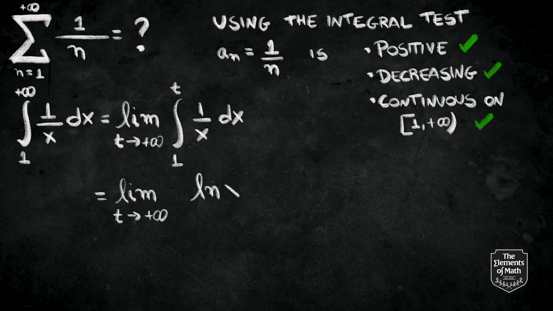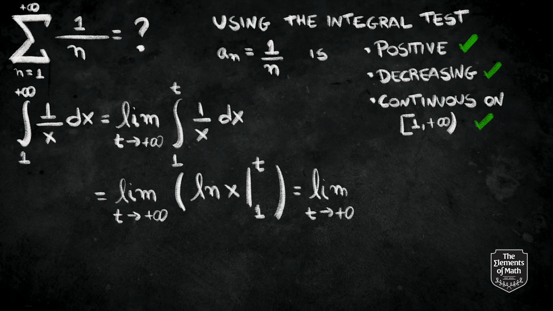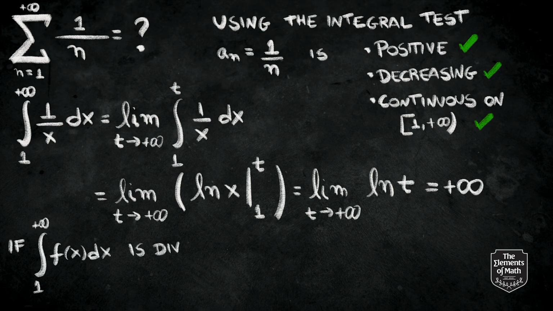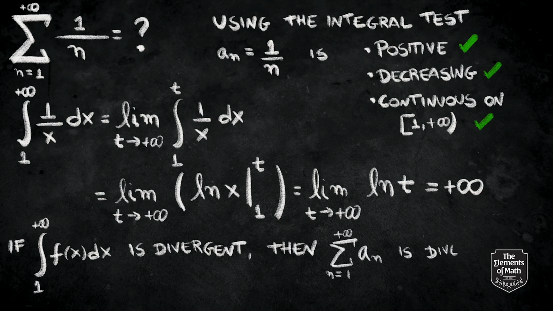Okay, solving that limit and computing the integral, we're going to find that that's actually equal to positive infinity, because the limit when t goes to positive infinity of ln of t is positive infinity. It means my integral is divergent. Then the series is also divergent. Very cool, huh?